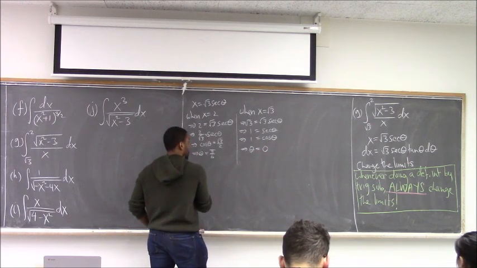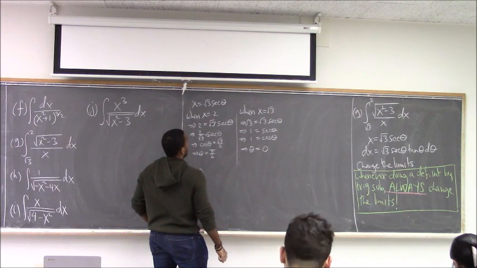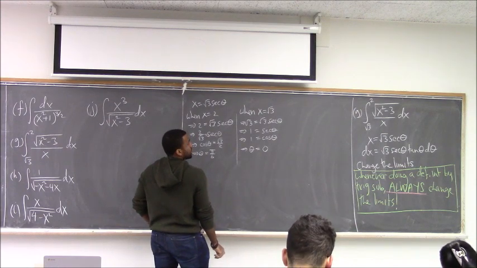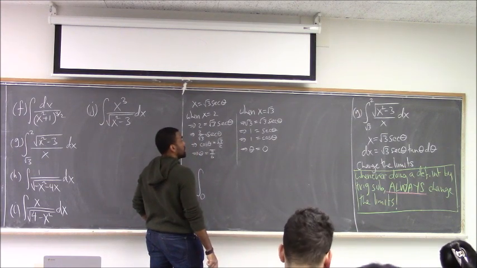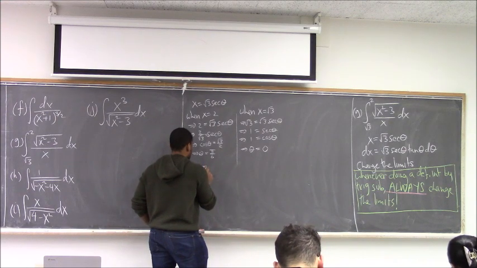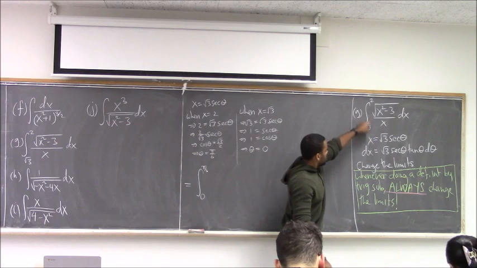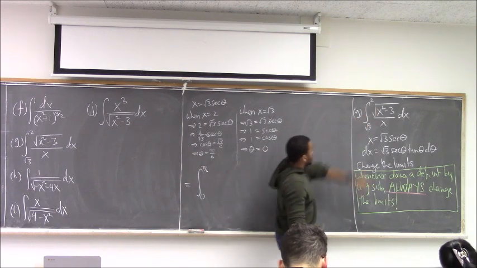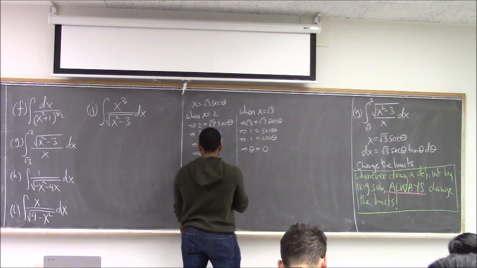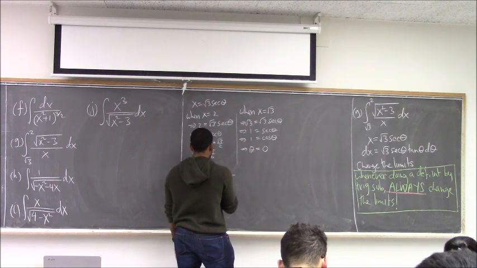So the new integral is going to be, when x equals radical 3, it's 0. When x equals 2, it is pi over 6. So it's going from 0 to pi over 6. Now I'm going to plug everything in. This is going to be 3 secant squared minus 3. So underneath the radical, this is going to be 3 tangent squared.